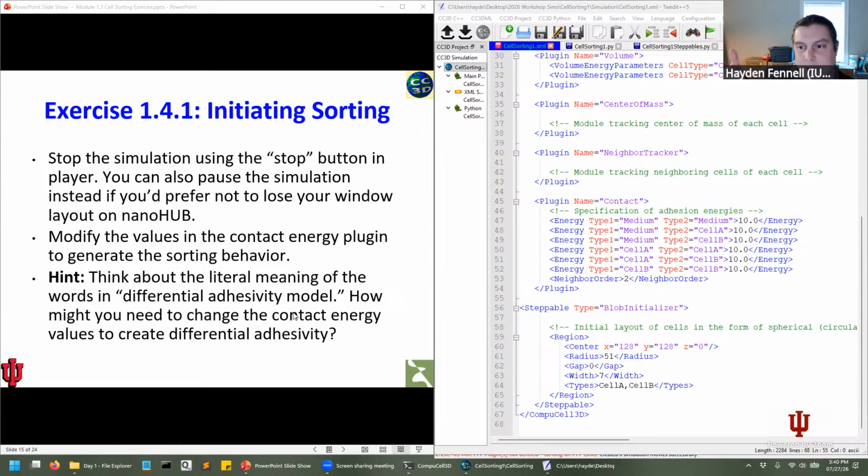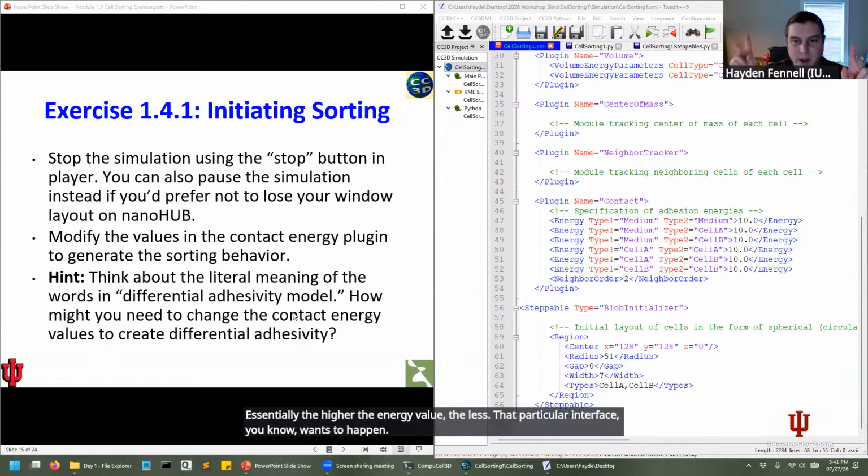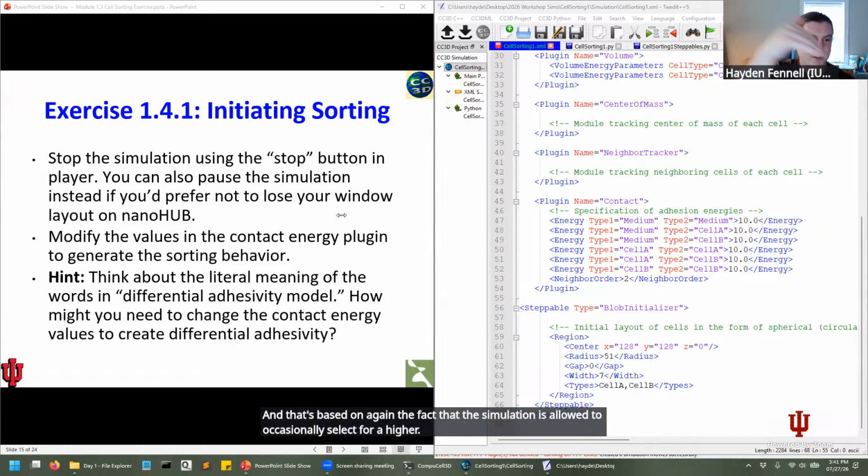Essentially, the higher the energy value, the less that particular interface wants to happen. Saying that it wants to do this is anthropomorphizing a little bit, but it's kind of hard to talk about it without talking about what the simulation, quote unquote, wants to do to attain a lower energy state. And that's based on, again, the fact that the simulation is allowed to occasionally select for a higher energy value, but it's generally going to trend lower. That's why it creates this kind of sense that it wants to do specific things.